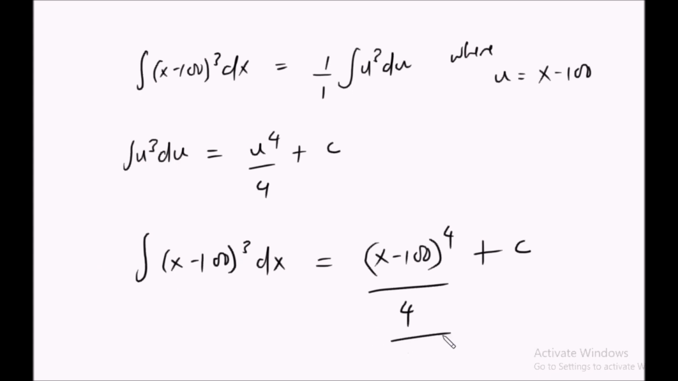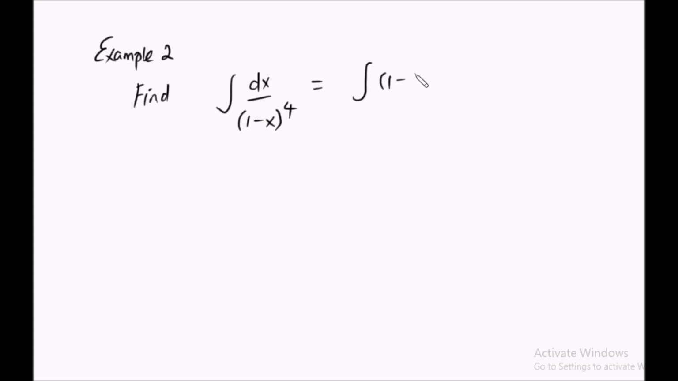Umeona ilivyo rahisi? So that's how you do integration by substitution method if you have a function of a linear function. Let's do example 2, okay? Kama hapa unaona bado twende example 2 uone. So this one is example 2. It says find the integral of 1 over 1 minus x power 4. So hii sasa tunaweza kusema 1 minus x power negative 4.